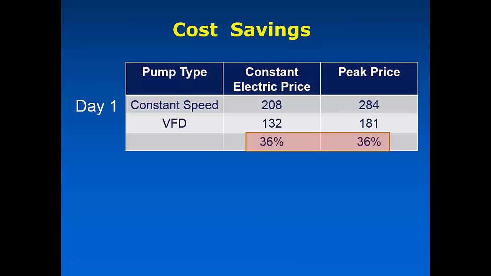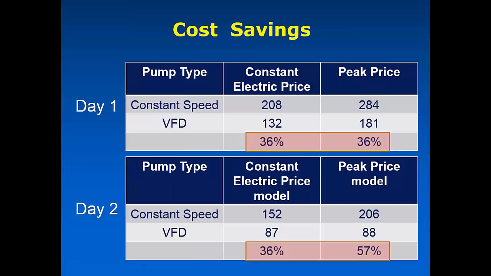So if we compare the two situations again, day one was the wet weather one, and we can look at a constant electric price and a peak price, and basically they give you the same types of savings. And really what that's implying is that most of those savings took place during the off-peak price anyway. So those two pricing methods basically worked out to the same thing.